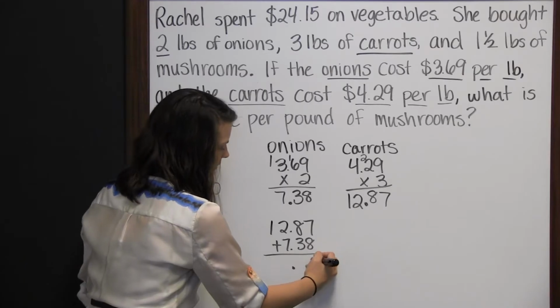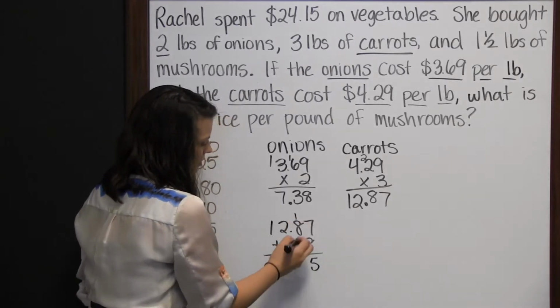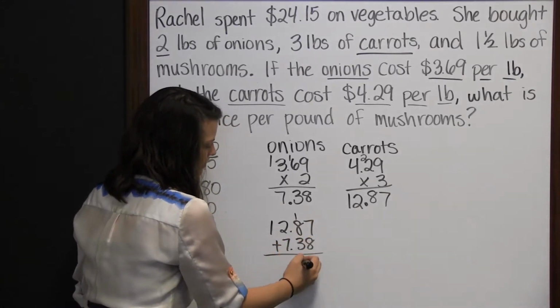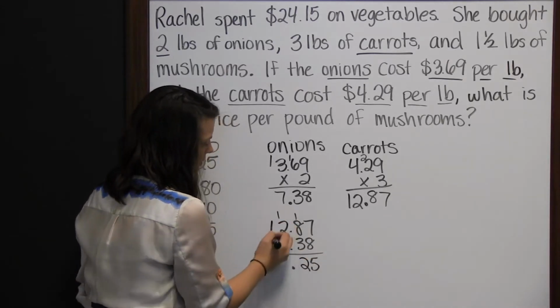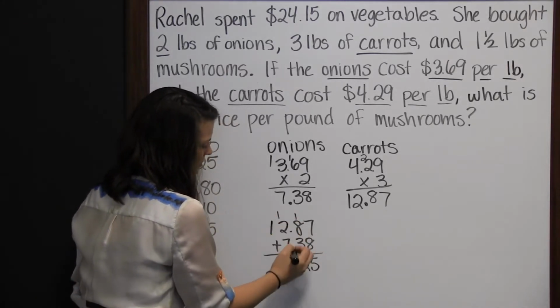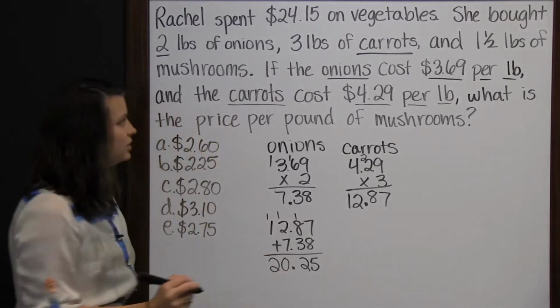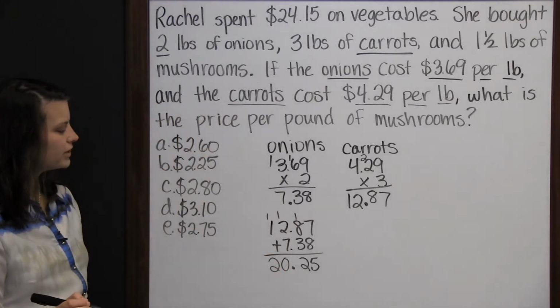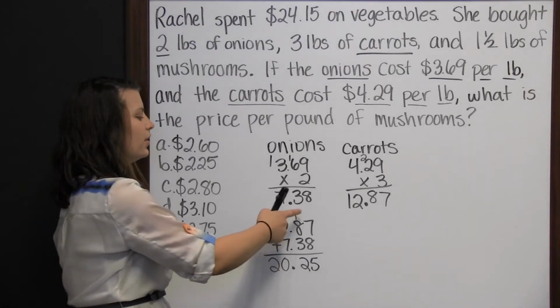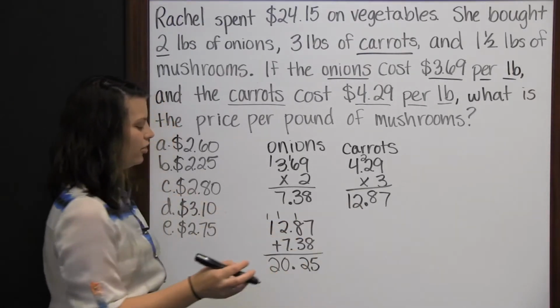7 plus 8 is 15. 8, 9, 10, 11, 12. 7, 9, 10. So that means she spent $20.25 on the onions and carrots.